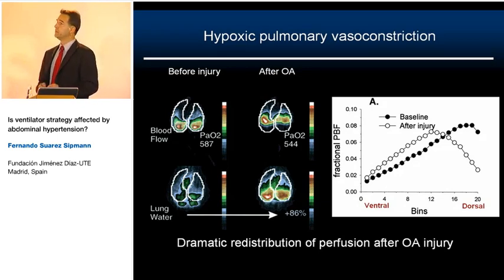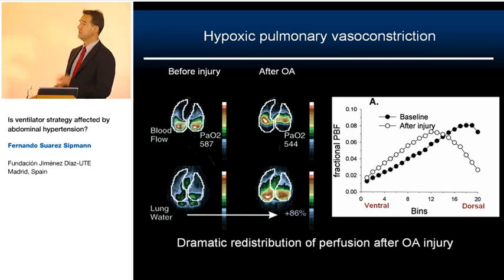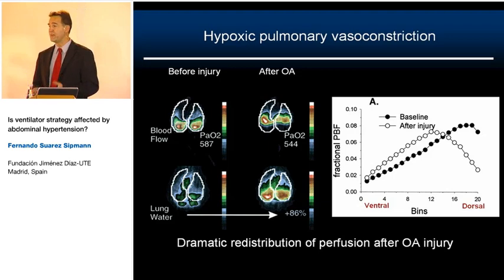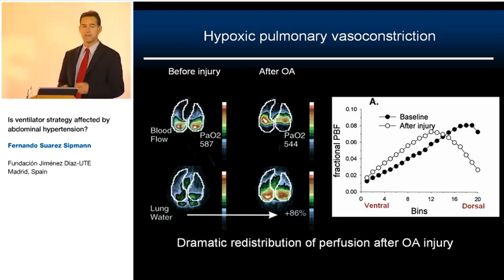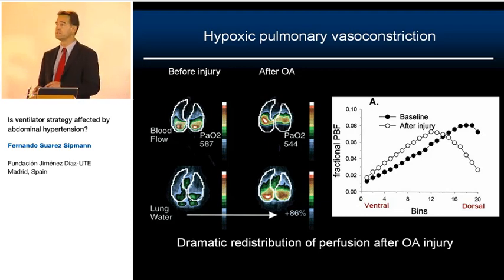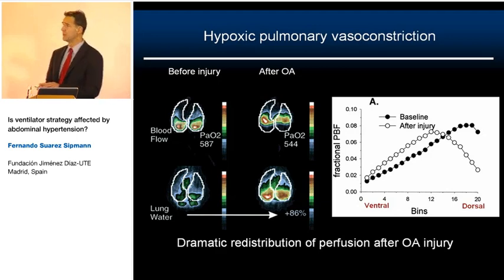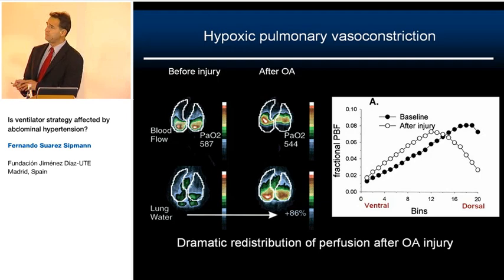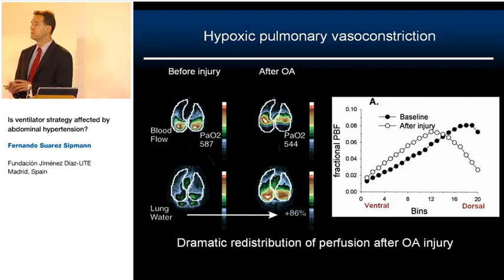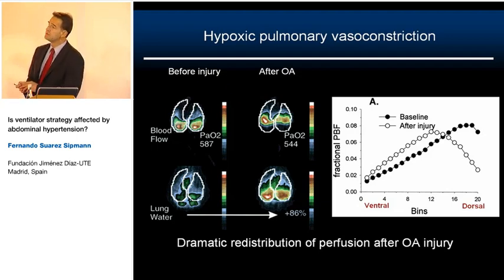Another interesting fact about hypoxic pulmonary vasoconstriction, shown in this study, is that it can cause dramatic redistribution of perfusion inside the lung after injury. And this is a canine model of oleic acid injury instillation. You can see at the beginning, before injury, the distribution of perfusion by positron emission tomography. And we can see a fairly homogeneous distribution of perfusion.